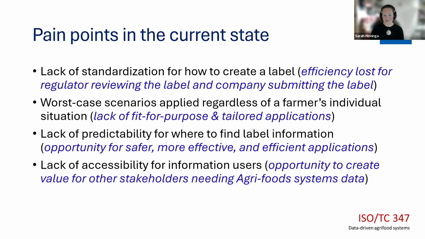When you think of applicability of the product, again, you might have company A label looking a little bit different than company B label. So when you're talking about application instructions and directions for use, like Monty had ended on, there is this opportunity for more predictable areas for label information that can enable safer, more effective, and efficient applications.